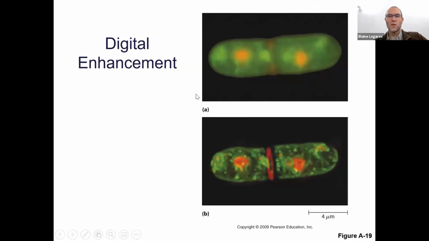As I mentioned, a lot of fluorescence microscopy benefits from digital enhancement. Nowadays with computers and software, you can take 100 pictures and you can use the computer to average them and enhance them, and you can get much sharper details. You can see that right there.